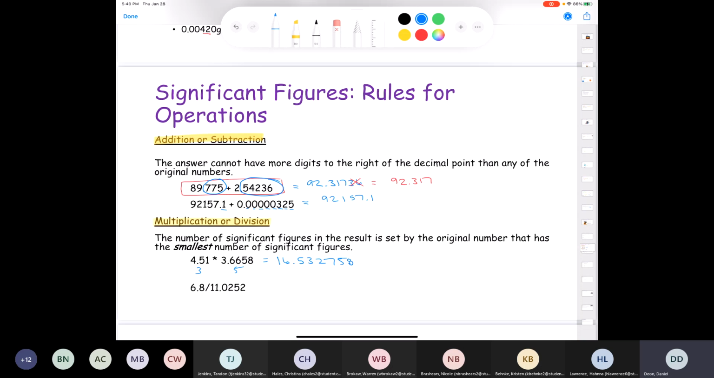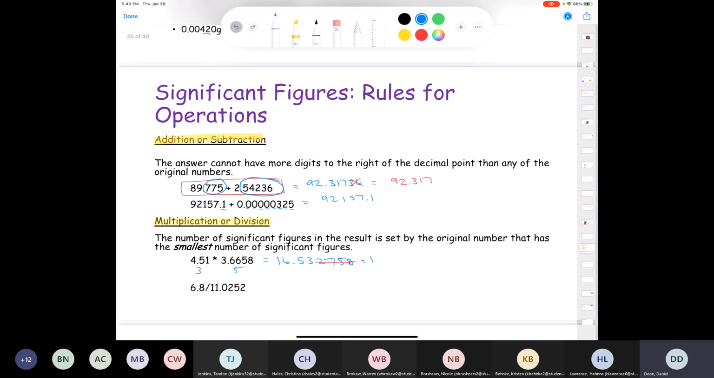16.532758. But the calculator isn't smart enough to give me the correct answer. My final answer can only have 2 decimal places, so all of this is now insignificant. It is not significant. So my answer is actually 16.53, like that.